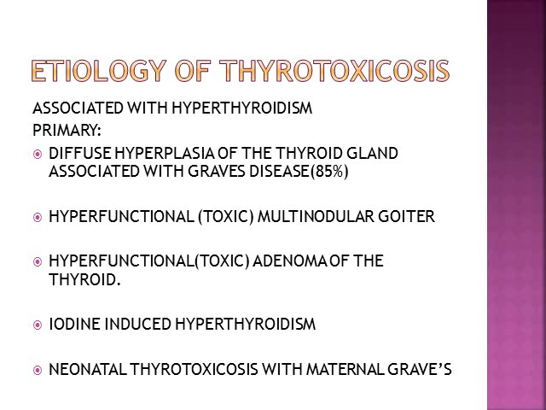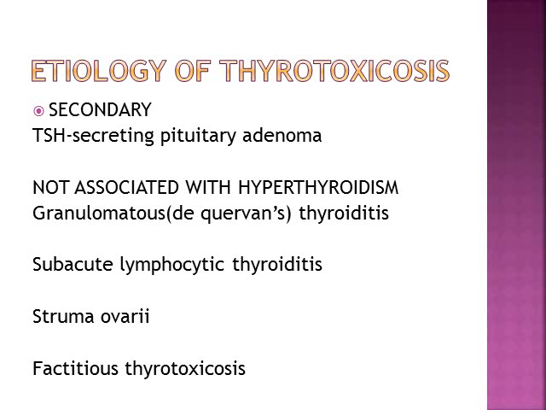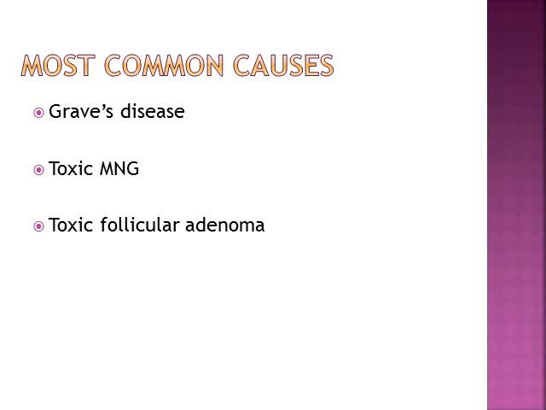The primary causes, where the defect is in the thyroid, are Graves' disease, toxic MNG, adenomas, iodine-induced hyperthyroidism, and neonatal thyrotoxicosis. This is all primary cause from the thyroid gland. Second is TSH secreting adenomas of the pituitary. Other causes not associated with hyperthyroidism are inflammation of the thyroid, that is thyroiditis, which can be granulomatous or lymphocytic, and other rare causes like struma ovarii and factitious, drug-induced causes, that is overdosage of L-thyroxine.